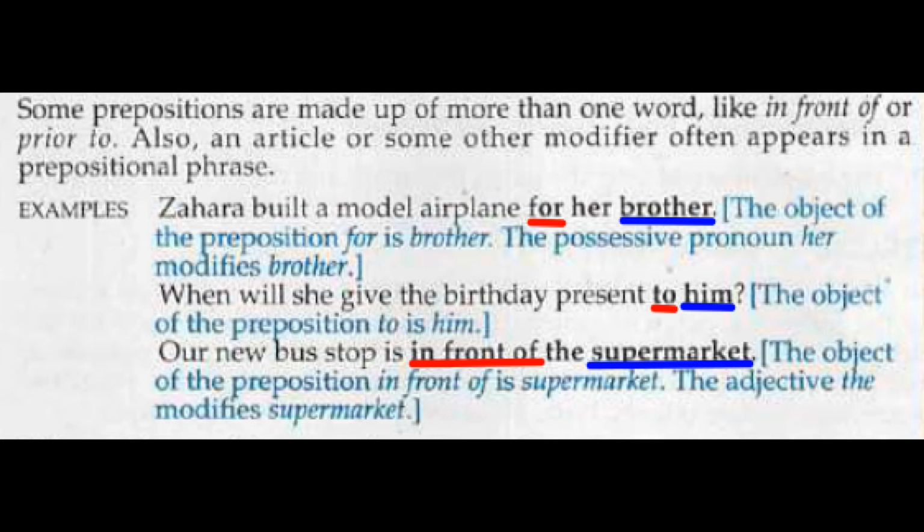Let's look at the next one. When will she give the birthday present to him? To is the preposition, him is the object of the preposition. So the whole prepositional phrase is to him. The last example, our new bus stop is in front of the supermarket. In front of is the preposition, supermarket is the object of preposition, and then the is an adjective modifying supermarket.